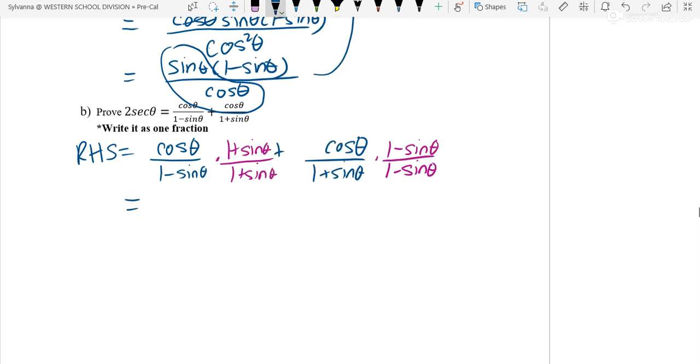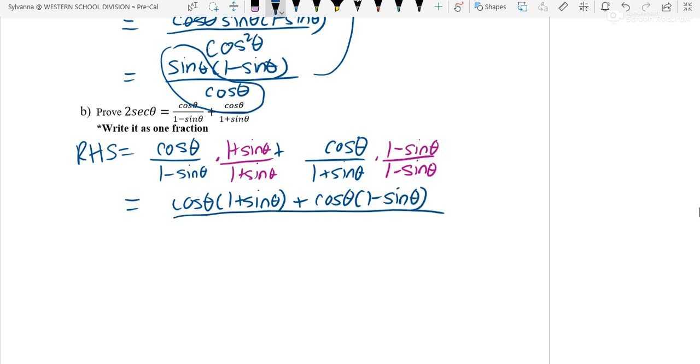Okay, so we're going to continue with this. And if I put it under one denominator now, I would have cos theta times 1 plus sine theta at the top, and then plus cos theta times 1 minus sine theta. All of this will be over 1 minus sine theta, 1 plus sine theta.